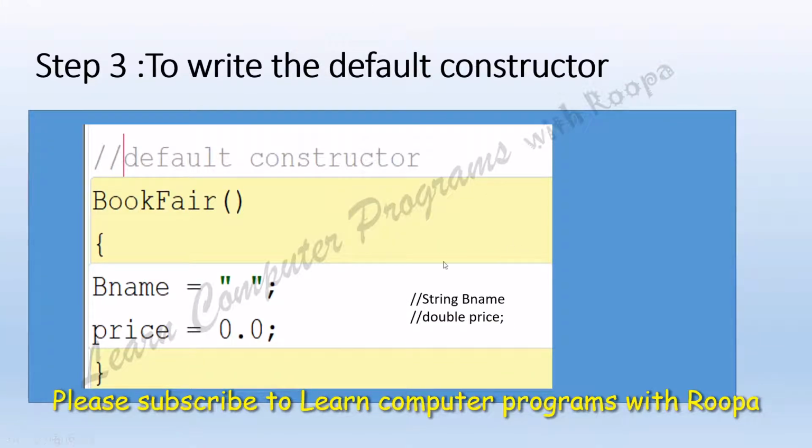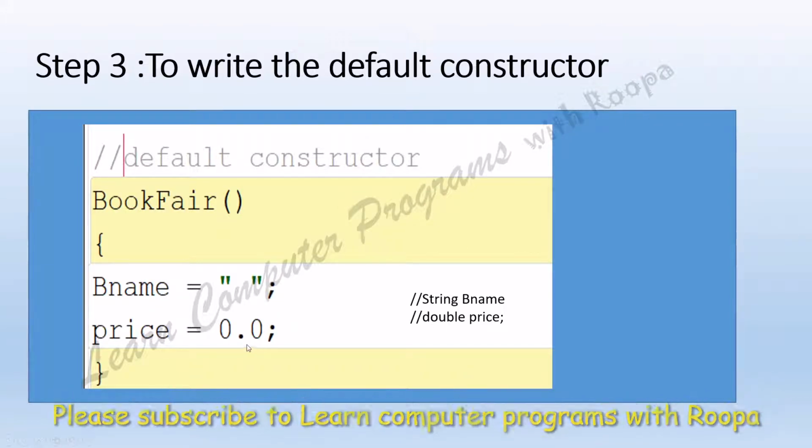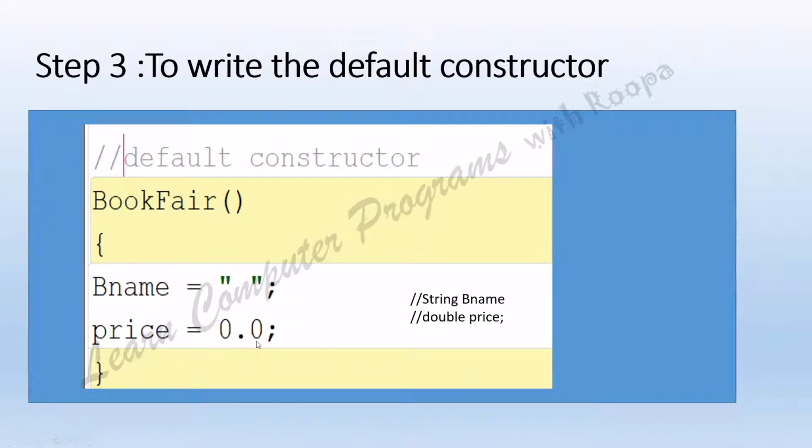That is important. So here we have the variable name as string bname, and the initial or default value is null, and price is of the type double, so we have initialized it to 0.0. If it is int, you will put it as just 0, and if it is char, you will put it as \u and 4 zeros. Boolean, it is false.